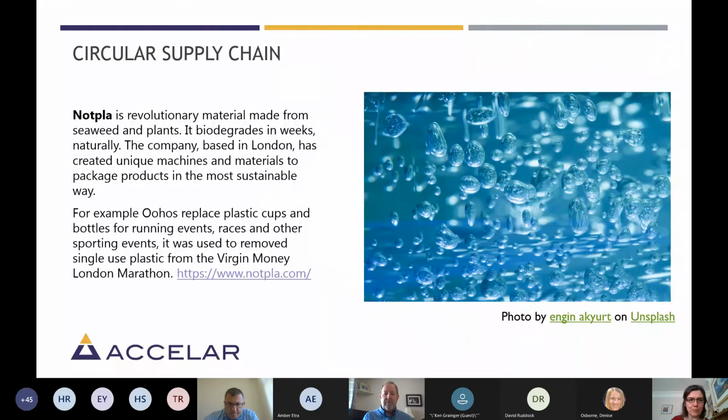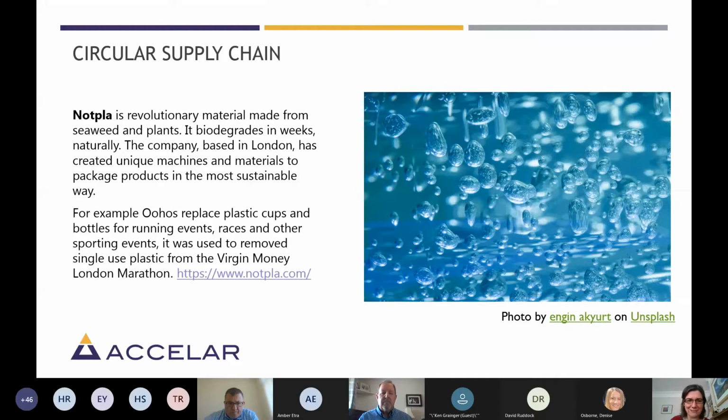So I've entitled this one Circular Supply Chain. Notpla is a material made from seaweed and plants. They're using it to replace single-use plastic cups and bottles, particularly at races and events and festivals.